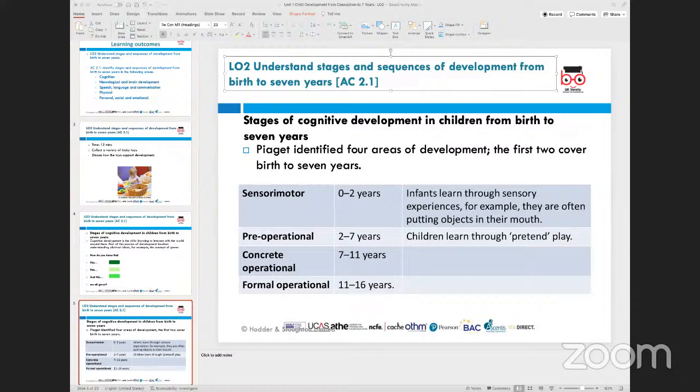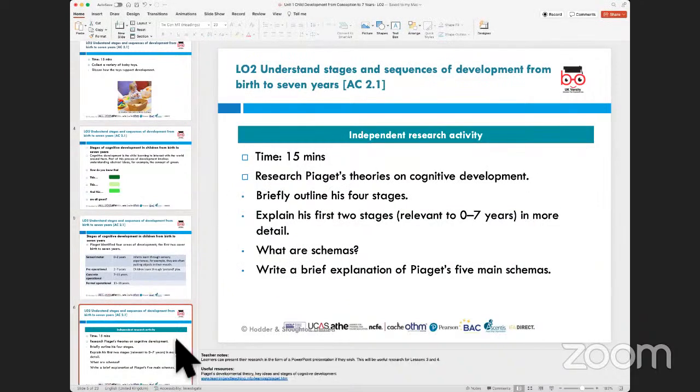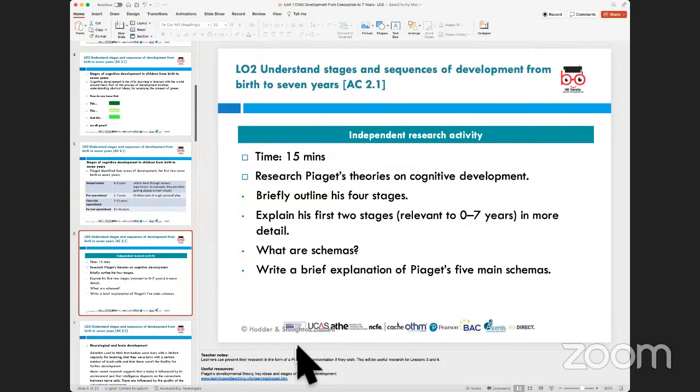Now, some of the milestones that we need to be aware of when we talk about this particular stage is to look at Jean Piaget's theory, look at these four stages, and identify, maybe in a table, the main set of activities which the child would do between these stages.